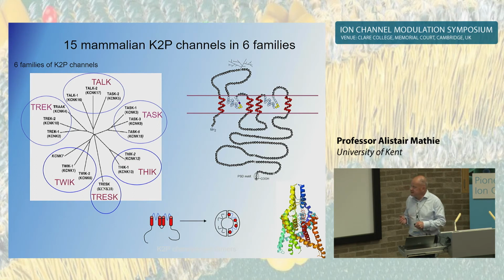And there's increasing evidence that more and more of them, at least within the families, can form heterodimers, which adds to the complexity. That's certainly true for the TASK family. It's looking as though it's also true for the THIK family and the TREK family as well. So that's quite a complication.